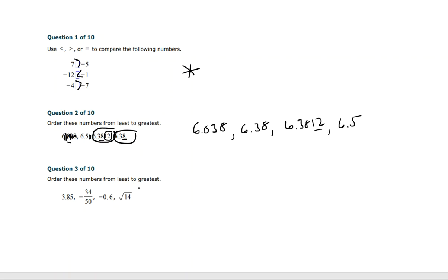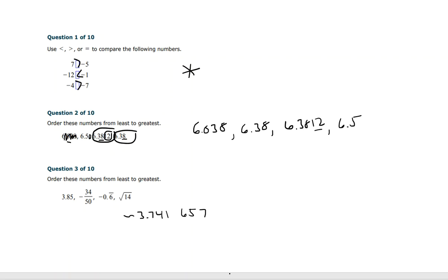Okay, on the next one, order these numbers from least to greatest. Okay. We have some decimals, we have some fractions, we have some repeating decimals, we have a square root. I'm just going to tell you the square root of 14 is approximately 3.74 positive. Okay. Remember, square root of 14, this would be an example of an irrational number. It actually has a never repeating, never ending decimal. When I stick that in the calculator, none of these repeat.